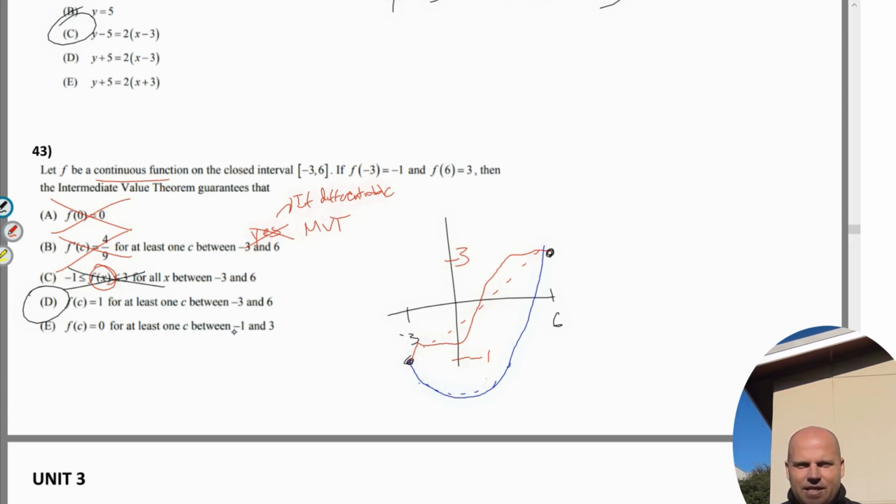Between the x coordinates of -3 and 6, not between the y coordinates of -1 and 3. That's the only way to distinguish the last two: we're talking about the x coordinates -3 and 6. Happy to talk you through that one if you guys want to come in and ask questions about it.